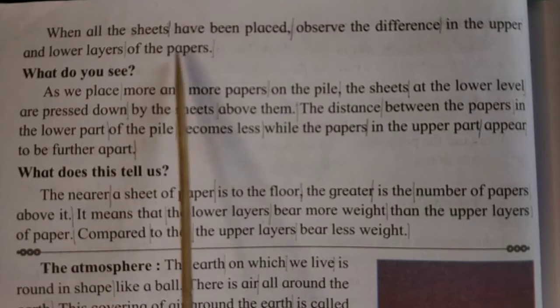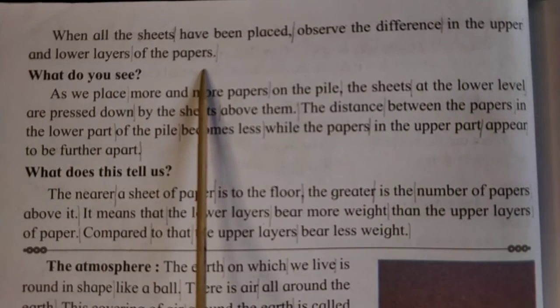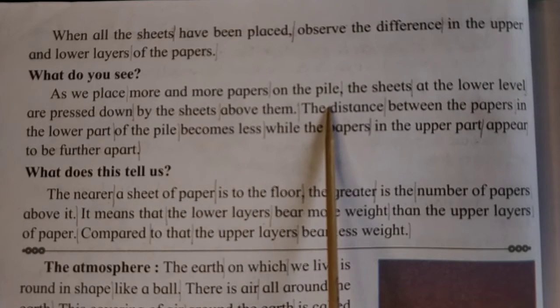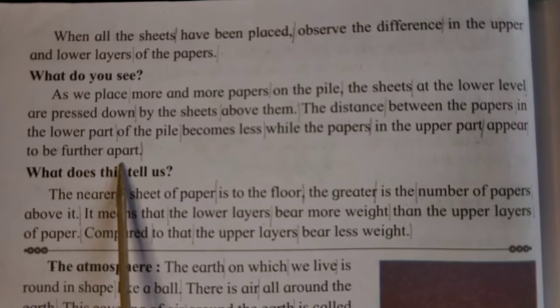When all the sheets have been placed, observe the difference in the upper and lower layers of the papers. What do you see? As we place more and more papers on the pile, the sheets at the lower level are pressed down by the sheets above them. The distance between the papers in the lower part of the pile becomes less, while the papers in the upper part appear to be further apart.